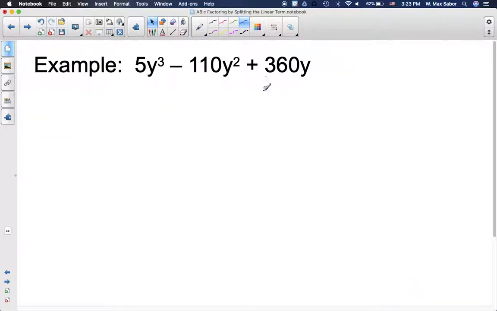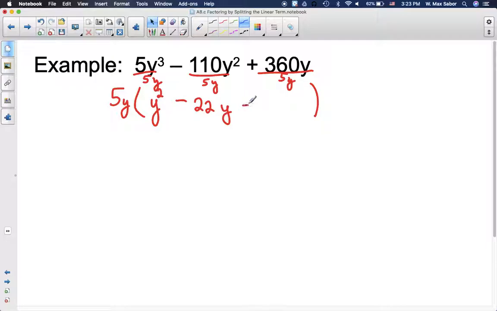Here, these numbers got bigger, but you can always check for a greatest common factor first. And here, 5y cubed, sorry, 5y is part of each of these. So we can divide by 5y. 110 divided by 5 is 22y. And then that gives us 72. So now we can ignore the 5y. It'll still be in our answer, but for this internal polynomial, we're just looking at 72.